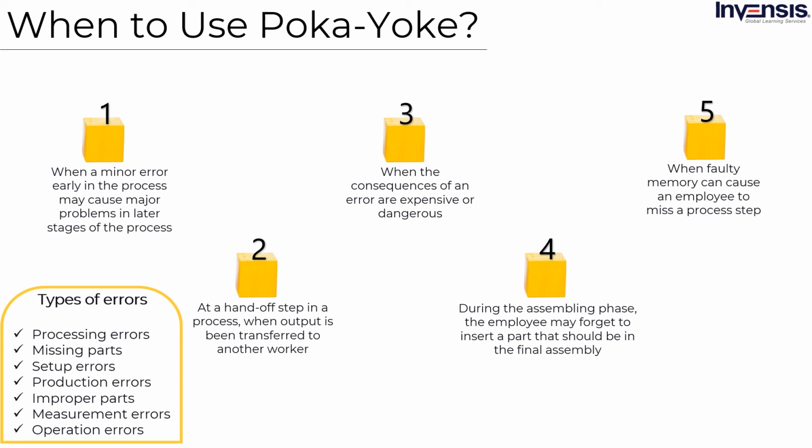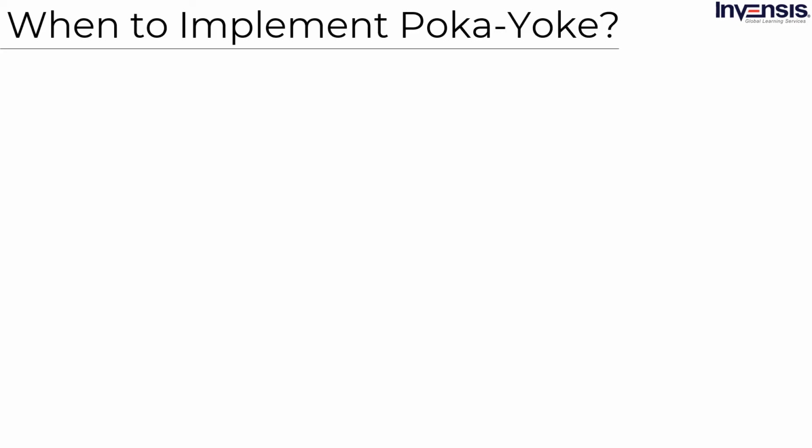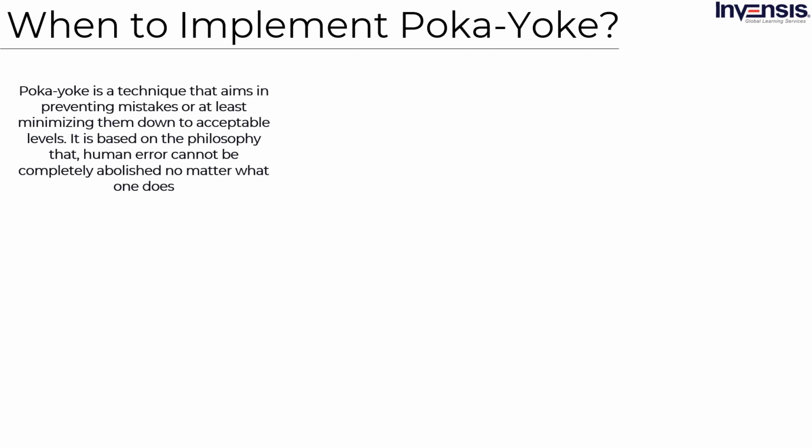Now that we know when to use Poka-Yoke, let us discuss how to use Poka-Yoke. How to implement Poka-Yoke. Poka-Yoke is a technique that aims at preventing mistakes or at least minimizing them down to acceptable levels. It is based on the philosophy that human error cannot be completely abolished no matter what one does, while on the other hand, it's also impossible to prevent mistakes arising from other reasons, so it doesn't make sense to put any effort into trying to fight against those kinds of mistakes.